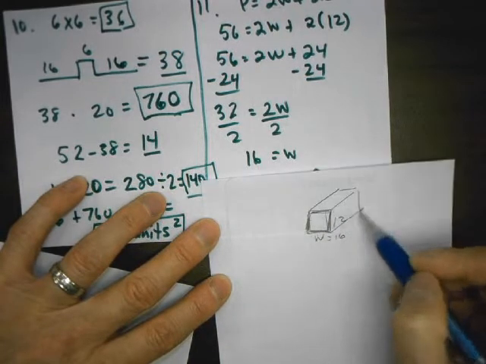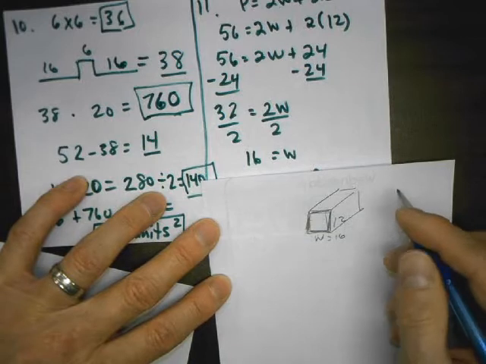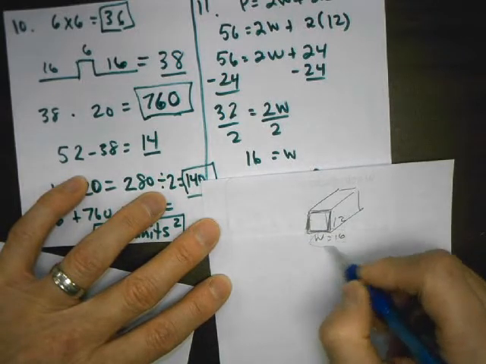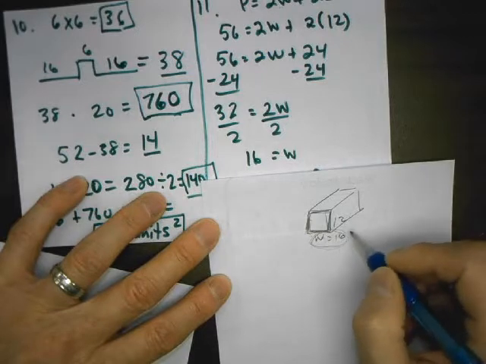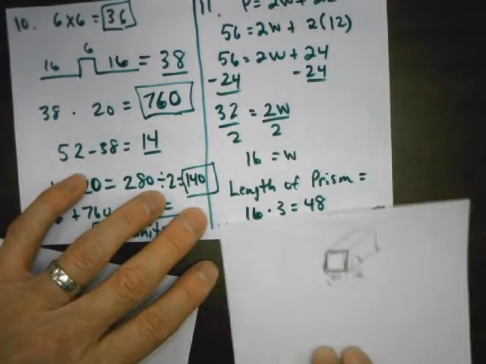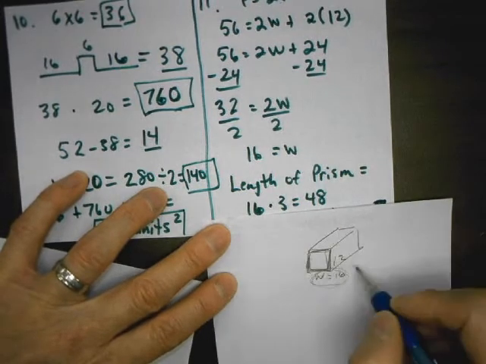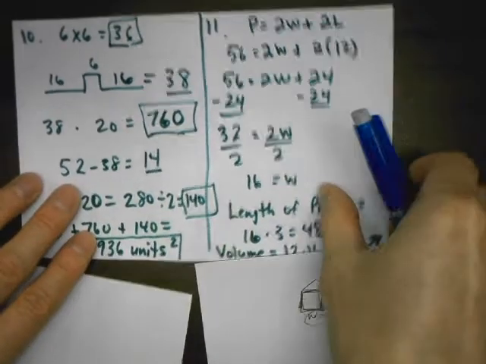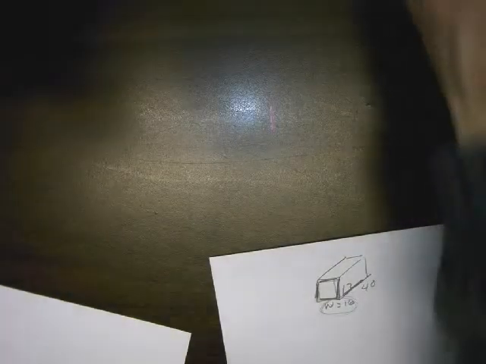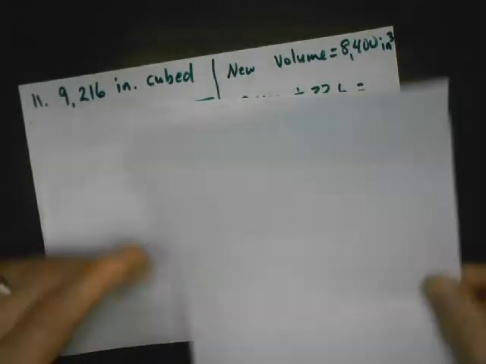But I need to get this measurement here, right? And they tell us in the problem that that is 3 times this. 3 times the one I found. So I take that and multiply it by 3. And I see that that's 48, this distance. And I just multiply those two together to get the volume, which is 9,216 inches cubed.